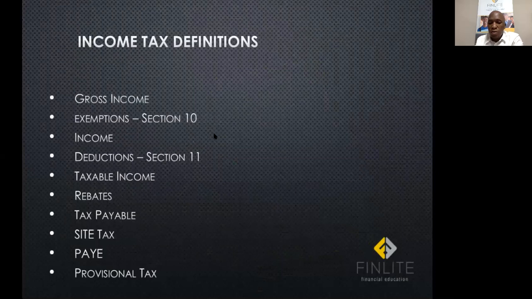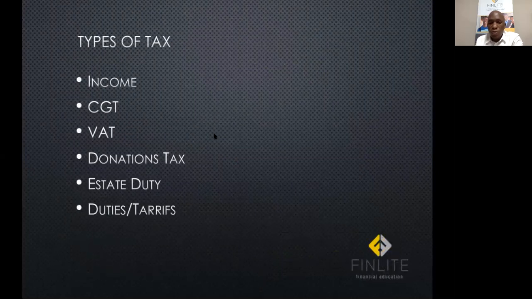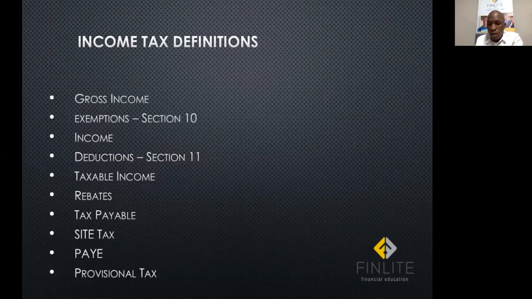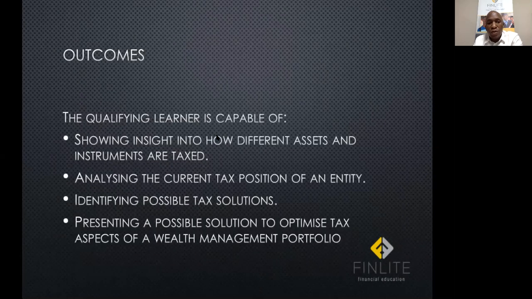What are the outcomes we are looking at on this one? We are looking at showing insight into how different assets and instruments are taxed. So instruments and assets would refer to different asset classifications, properties, equities, and the likes. Analyzing the current tax position of an entity, that would be checking where they are, analyzing your client's tax issues.